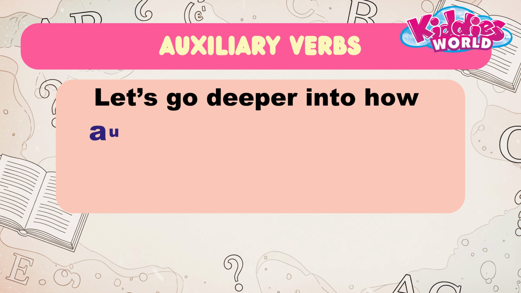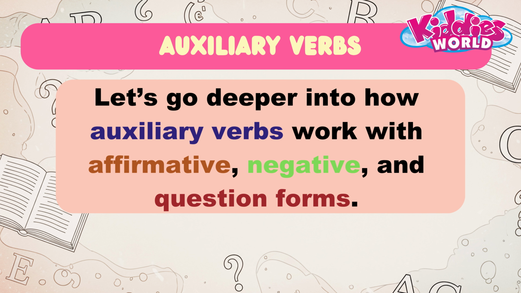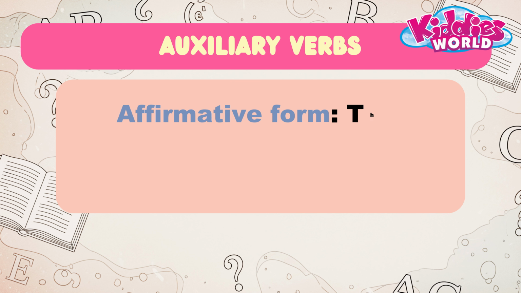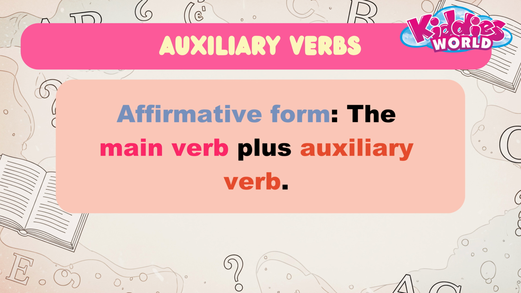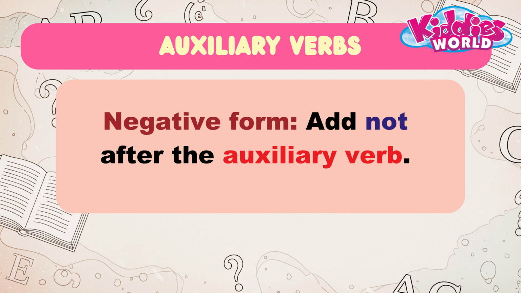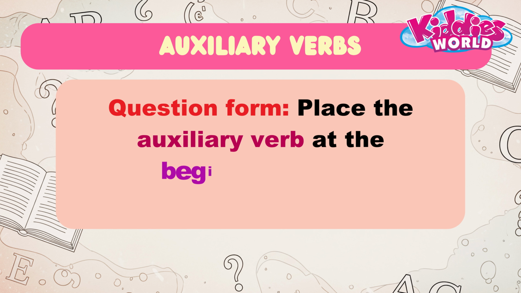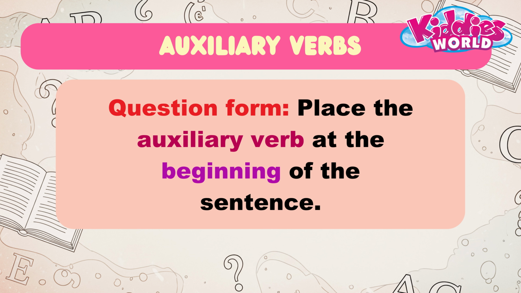Let's go deeper into how auxiliary verbs work with affirmative, negative and question forms. Affirmative form, the main verb plus auxiliary verb. Negative form, add not after the auxiliary verb. Question form, place the auxiliary verb at the beginning of the sentence.